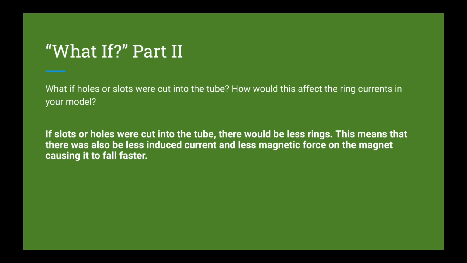What if holes or slots were cut into the tube? How would this affect the ring currents in your model? If these slots or holes were cut into the tube, there would be fewer rings. This means that there would also be less induced current and less magnetic force on the magnet, causing it to fall faster.